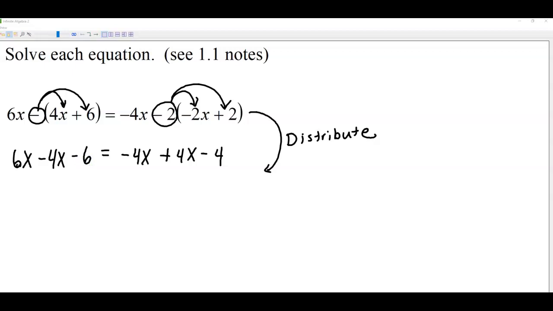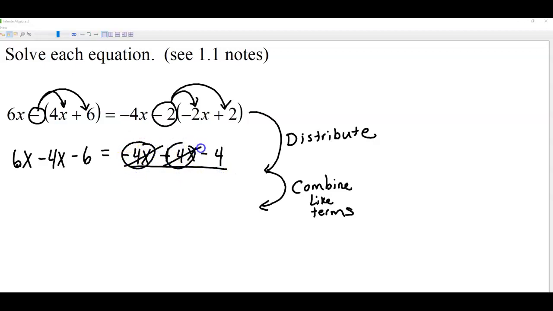Right. The next thing you want to do is combine any like terms that you have on each side. So for instance, on the right side, these two terms are like terms, and I can combine those together, and they just cancel out. It doesn't always happen like that, but in this case, they cancel each other out because they're opposites. On this side, we also have some more like terms, the 6x and the 4x. Those can combine. 6 minus 4 is 2x.